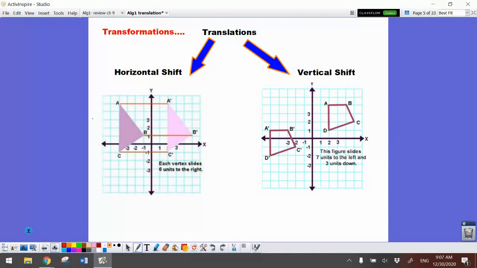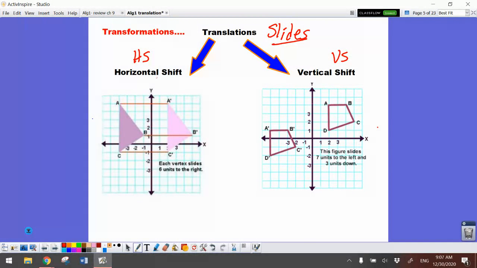All right, the next one is your translations. These are the ones that you probably remember called sliding or slides. When we slide something or translate something, there are 2 directions, horizontal shift or vertical shift. So we're going to refer to horizontal as HS, and we're going to refer to vertical as VS.